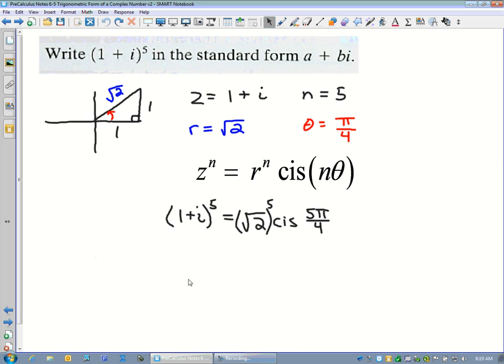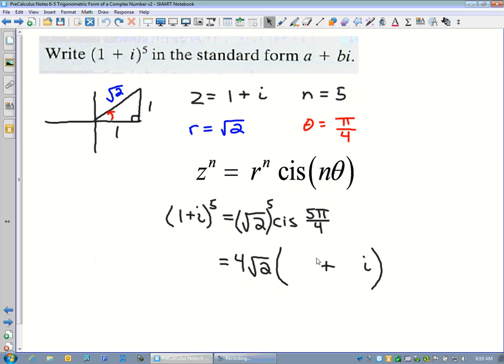And now we want to clean this up a little bit because they did ask for it in a + bi format. They do want rectangular form. So for the radius, it's the square root of 2 to the 5th power. The way you can think of that is the square root of 2 squared would be 2. So if I have squared squared, in other words the 4th power, that would be 2 times 2, which is 4. So (√2)^5 would be (√2)^4 times the square root of 2. So it's simply going to be 4√2.